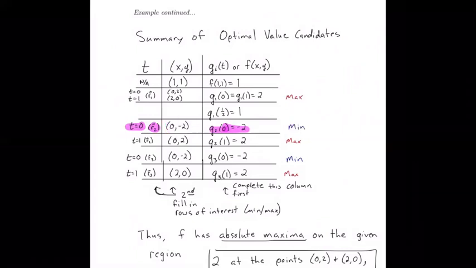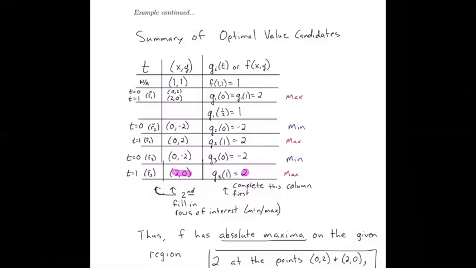Working our way down the rest of the table, doing the same, we're able to identify which points, which t values correspond to which points, all the way through to the bottom here. And now we can throw out any overlap. Of course, we see that 2, 0 yields a maximum of 2. Well, it did the same here, 2, 0 with a maximum of 2. We only need to list that once. We see that 0, negative 2 shows up twice, yielding a minimum value of negative 2. Of course, we only need to list that once.